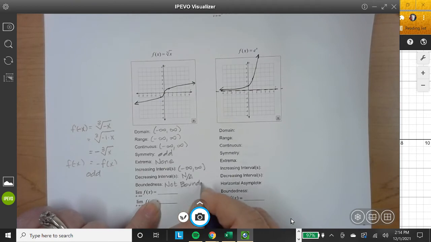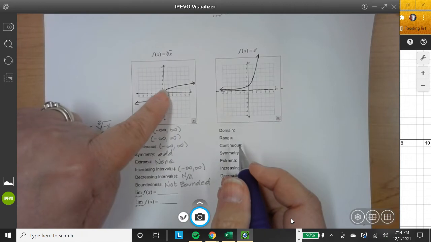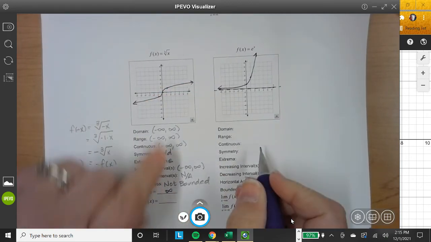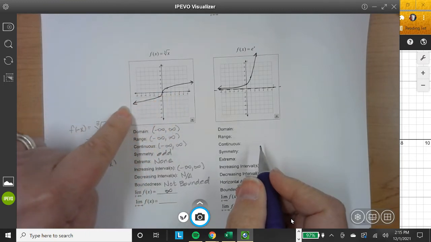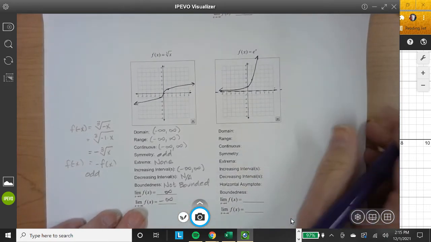in either direction. The end behavior limits: as x goes to infinity, the y or the f of x is headed to infinity. As x goes to negative infinity, the y or the f of x is headed to negative infinity. And that's the cube root function.